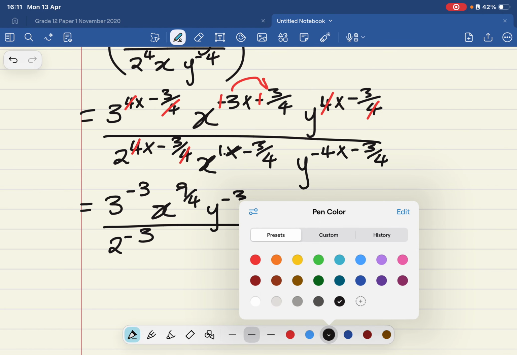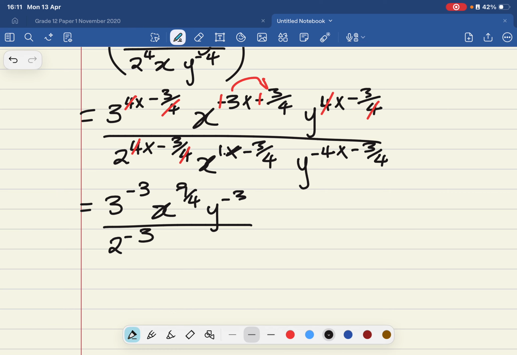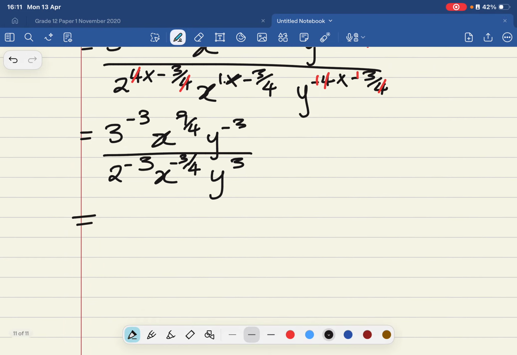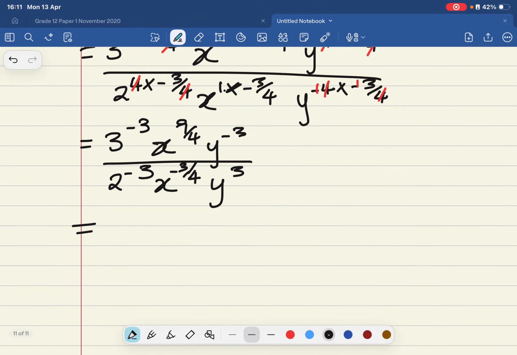And then I have x to the power of negative 3 over 4. And then lastly it's y, this negative and this negative, 4 and 4. Then I'm left with y to the power of 3. Okay.